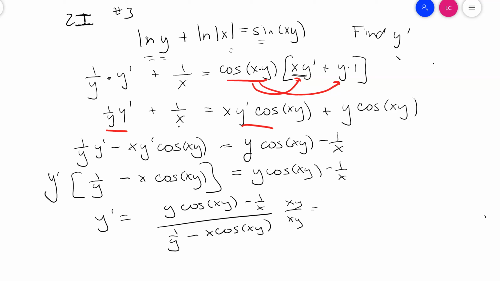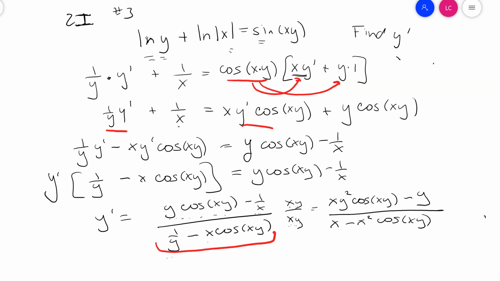So if I multiply xy times this term here, I'd get xy squared cosine of xy. And then this times this term, the x's would cancel, so I get minus y. Over, and same thing here, multiply this times the 1 over y, I'd get x. And multiply this times this, I get minus x squared cosine of xy. Either answer is fine. This would be a completely fine answer, or this. It's good for you to know both.